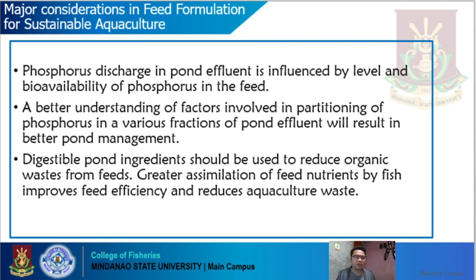First, phosphorus discharge in pond effluent is influenced by the level of bioavailability of the phosphorus in the feed. Secondly, a better understanding of the factors involved in partitioning of the phosphorus in various fractions of the pond effluent will result in better pond management. Third, digestible pond ingredients should be used to reduce organic waste from the feeds. Greater assimilation of the feed nutrients by the fish improves efficiency and reduces aquaculture waste.